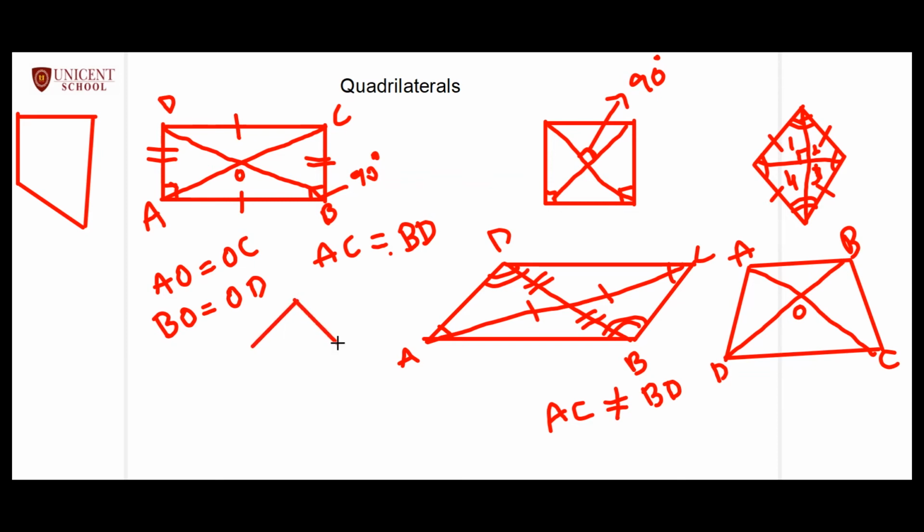Kite is a quadrilateral in which angles... If we talk about the angles related to the kite, one pair of opposite angles are equal. And in the case of the diagonals, the diagonals are the bisectors. One pair is bisected. That is, here only one diagonal gets bisected perpendicularly.